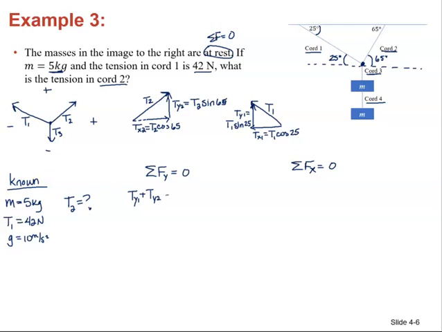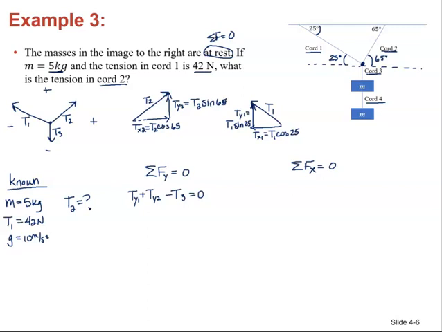Tension 3 is pointed in the negative direction, and all of that equals 0. So we don't know the y component of T1. We don't know the y component of T2. We don't know T3. So we have to substitute in anything that we can.